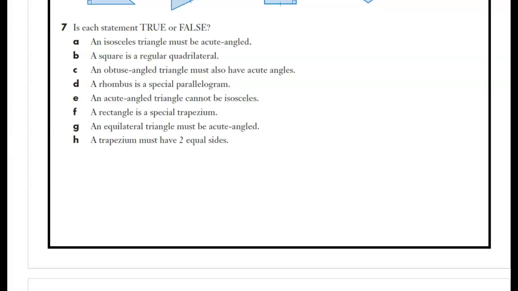It's false? I don't know. I'm asking you. True? All right, so what type of triangle is this one? So here's an obtuse angle, but isosceles triangle. So yes, false. A square is a regular quadrilateral. So a regular polygon has all sides, all angles the same. So a square is a regular quadrilateral, so that must be true.